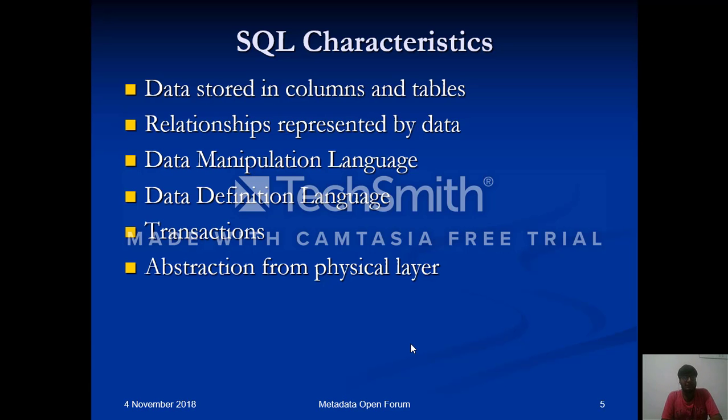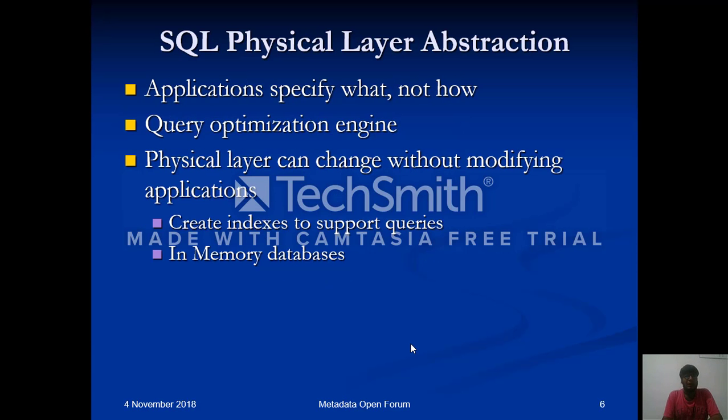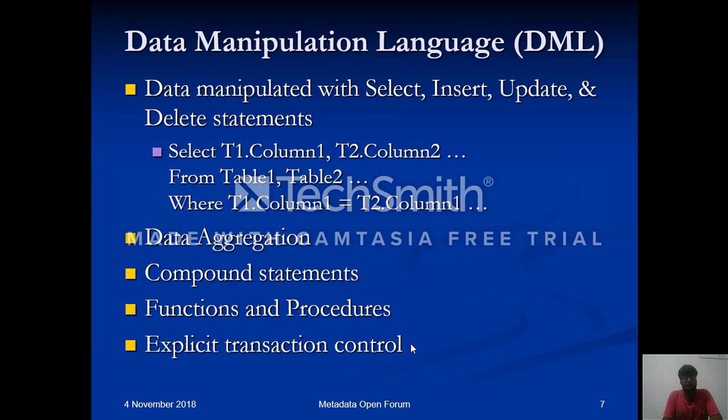Data manipulation languages, as I told you. Data definition language means primary key and foreign key are defined and all that. Data types are defined. Transactions, and abstractions from the physical layer. SQL physical layer abstraction: applications specify what, not how. Query optimization engine. The physical layer can change without modifying applications. Create indexes to support queries, in-memory databases.